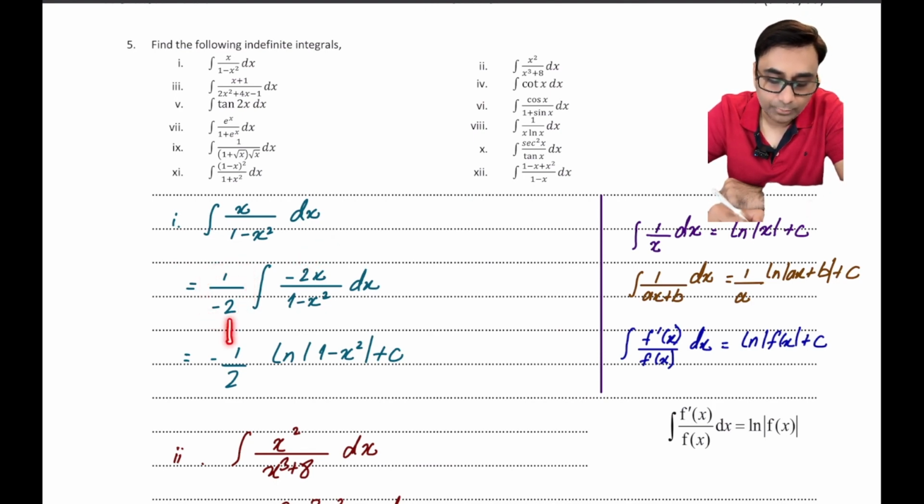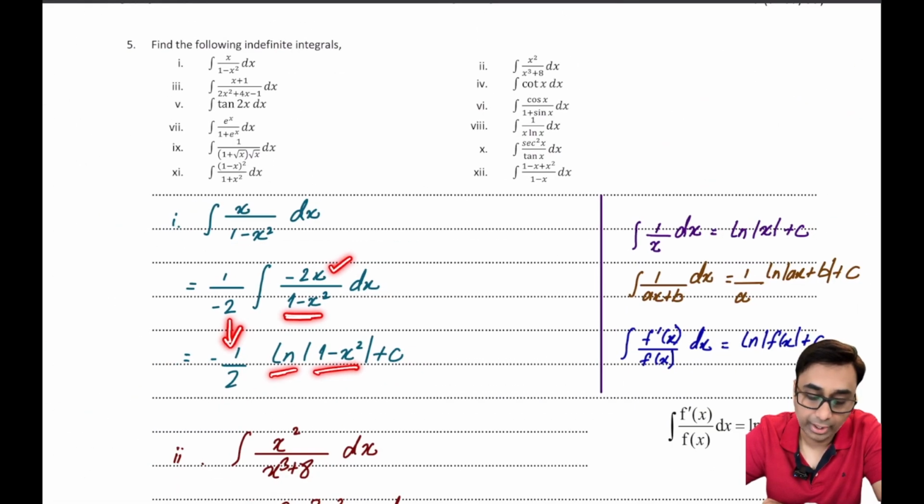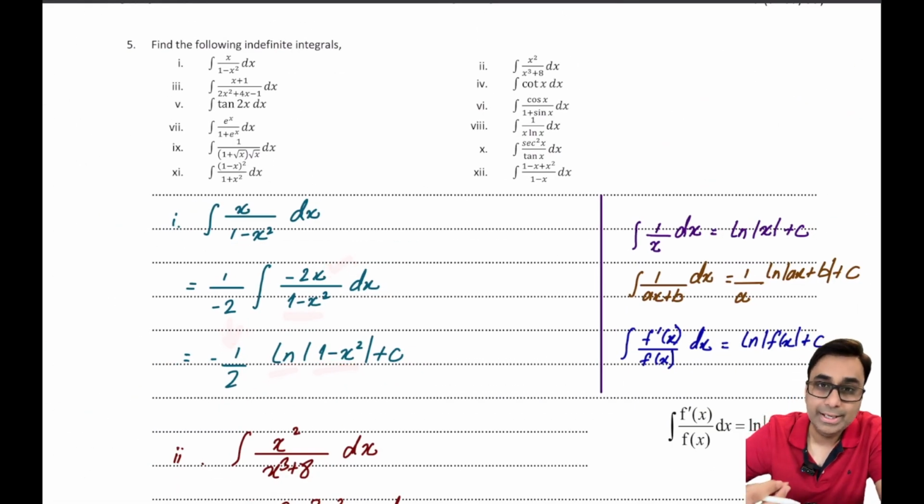So this minus 1 upon 2 copies down as it is, and if this function's derivative is here, so this becomes ln 1 minus x squared. I directly apply the formula. So the key is I have to always see that I have derivative up and I have function down, and then I will be able to integrate it.